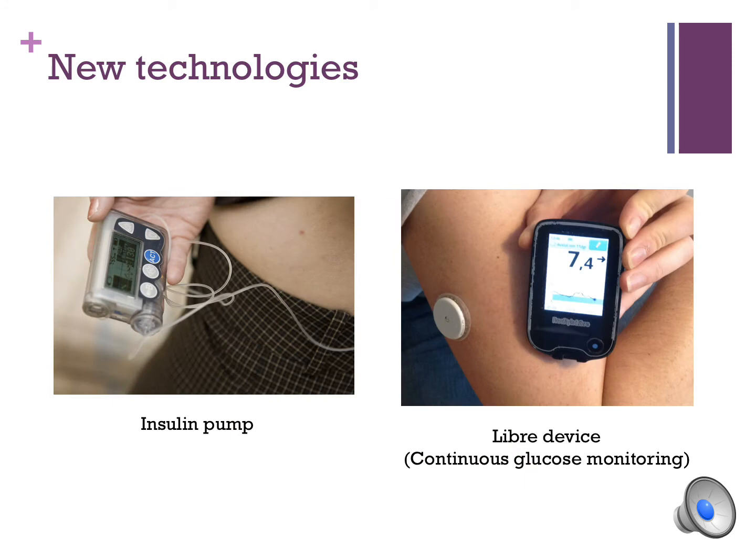There are many new exciting technologies within the realm of diabetes, and we've already discussed insulin pumps. But there's also continuous glucose monitoring, such as the Libre device. This device uses a sensor which is attached to the arm, and every time you swipe the device over the sensor, it gives you an instantaneous blood glucose reading.